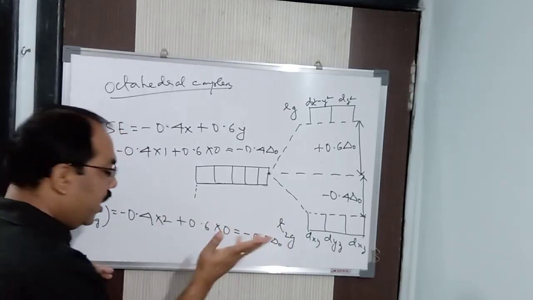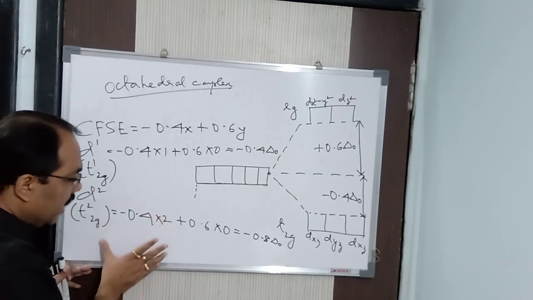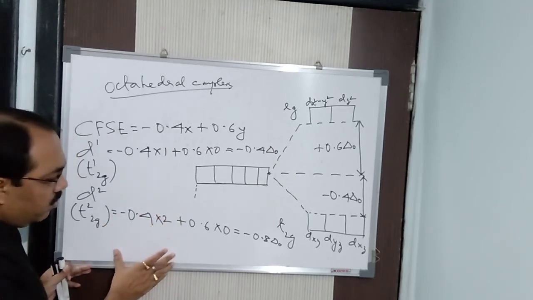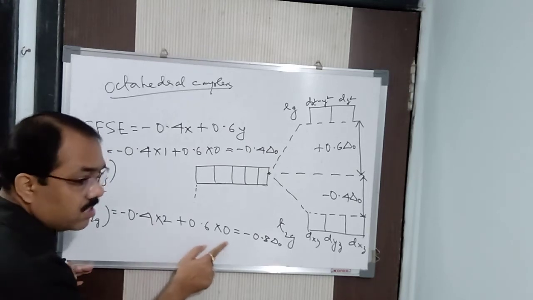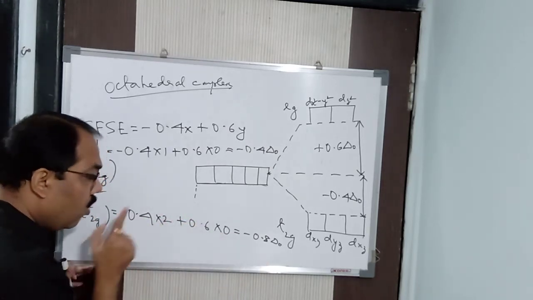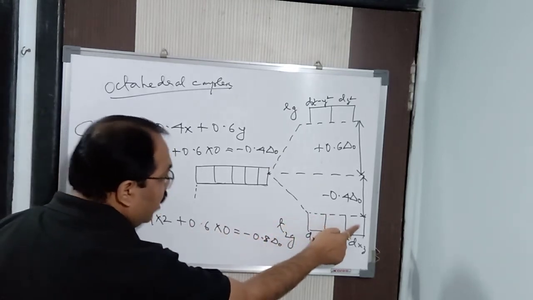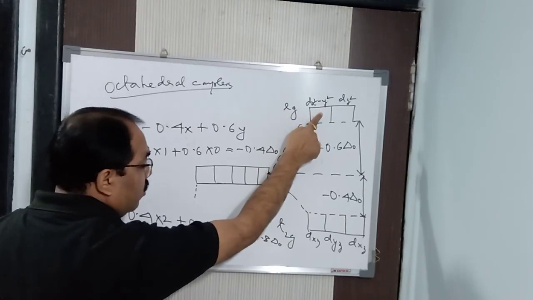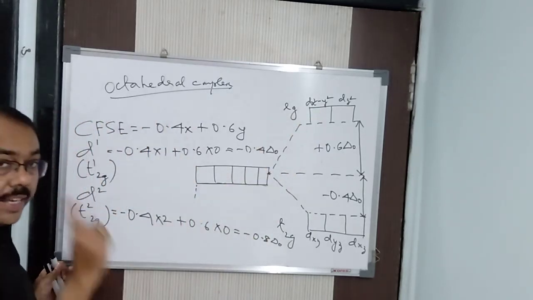For d3, what will I do? Minus 0.4 into 3 plus 0.6 into 0. Now in case of the fourth electron, I can write minus 0.4 into 4 plus 0.6 into 0. Listen carefully. Or I can write minus 0.4 into 3, because 1, 2, 3, and here one electron goes. So what will I write? 0.6 into 1.